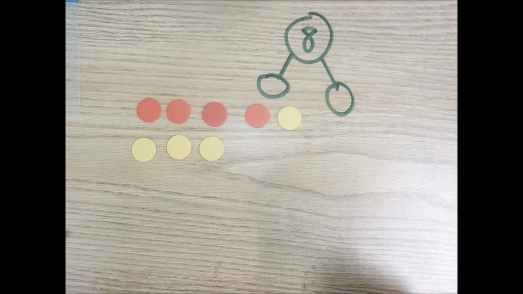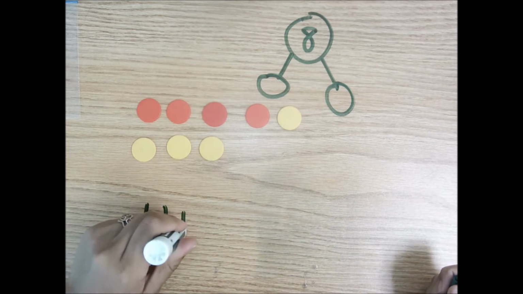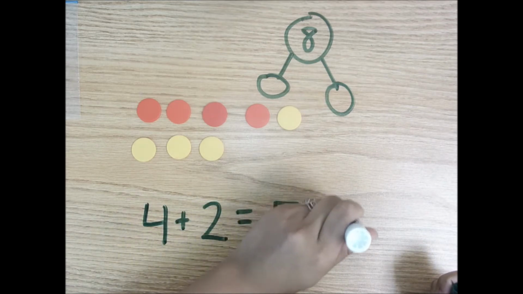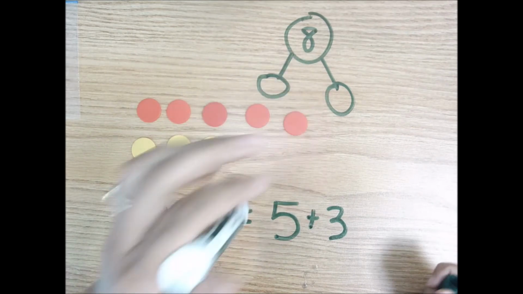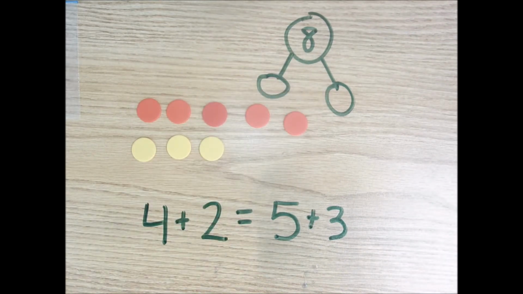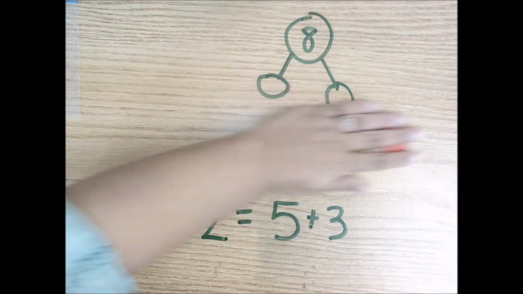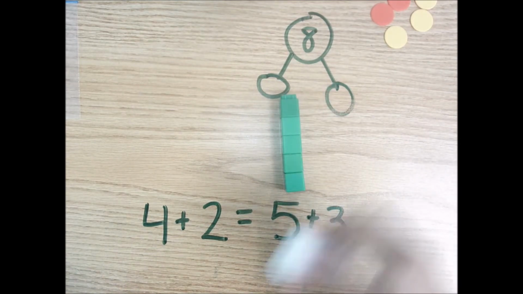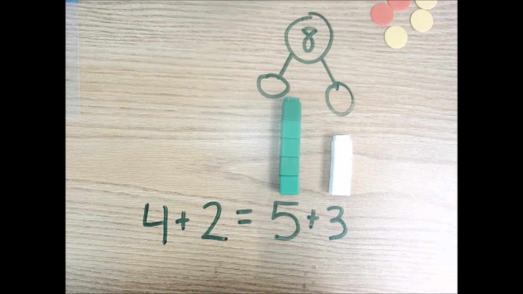Watch this. Is this number sentence true? We know it's not. We've already established what the rules are here. This time I want to use my cubes. We want 5 and we want 3.